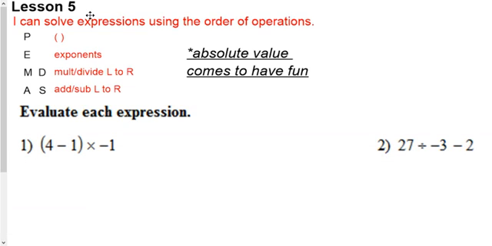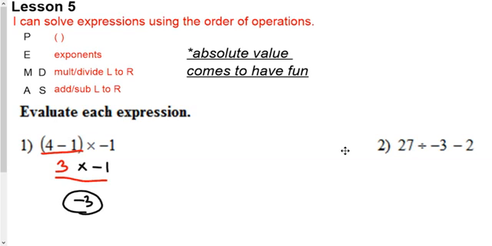It's only a two-step problem here. If you notice, we check to see if there's any parentheses, and there's parentheses right here. So 4 minus 1 is 3. And we pull everything else down that we haven't used. There are no exponents, so we've done that. There is multiplication that we have to do right here, so 3 times negative 1 is negative 3.